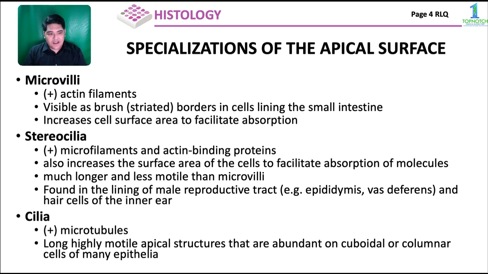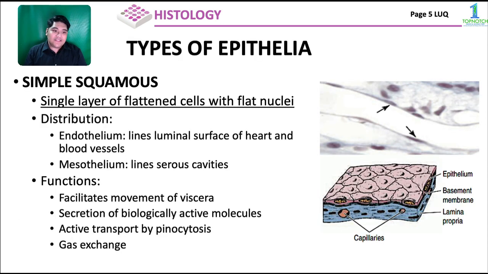And then your cilia, it has your microtubules. This is long, highly motile apical structures that are abundant on cuboidal or columnar cells of many epithelium. So, important to differentiate your microvilli, stereocilia, and your cilia. Discuss na natin yung mga different types of epithelia beginning with your simple squamous.